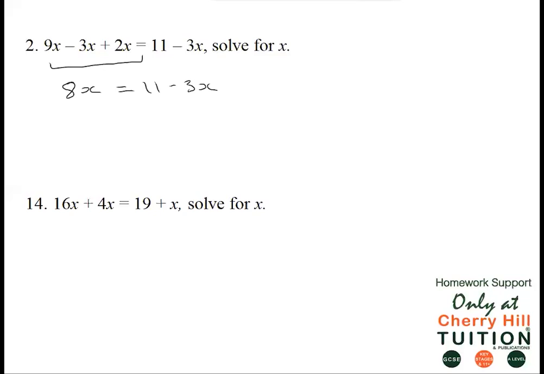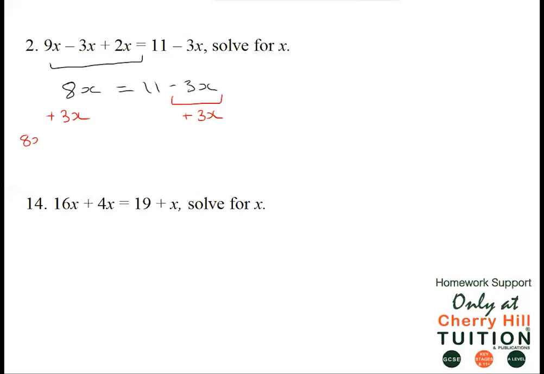Now, remember that I said that we need everything that has an x inside of it on the left-hand side. So we need to move this onto the left-hand side. We can do this by adding 3x on both sides. So it is really important that we always do the same thing to both sides of the equation. Otherwise, your answer will mathematically be incorrect.